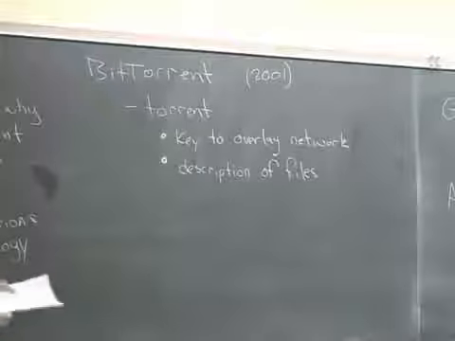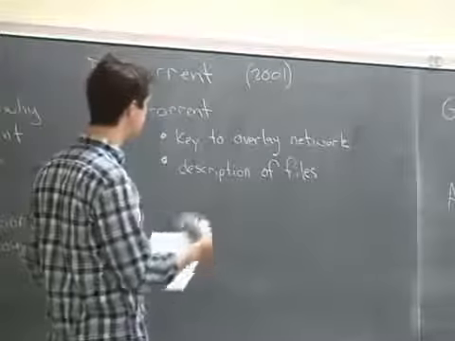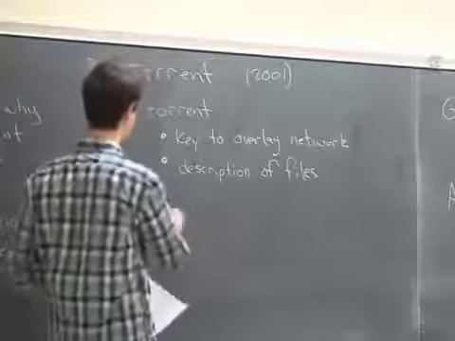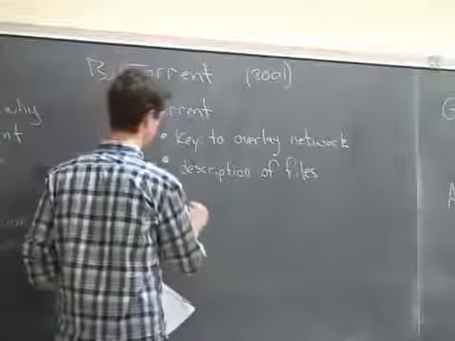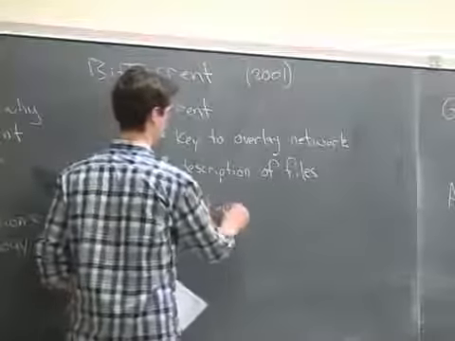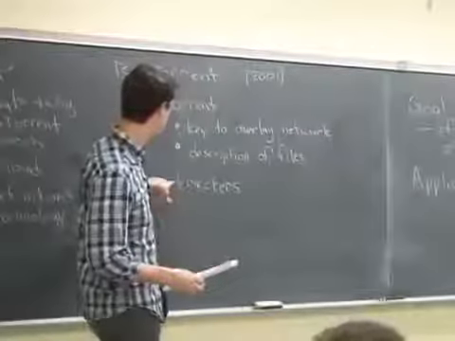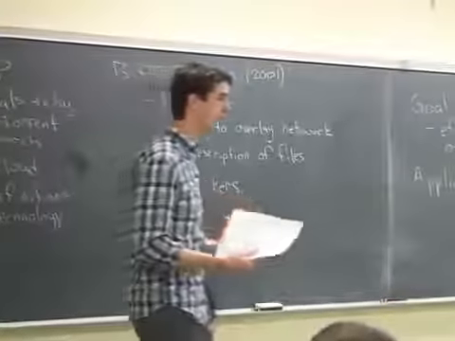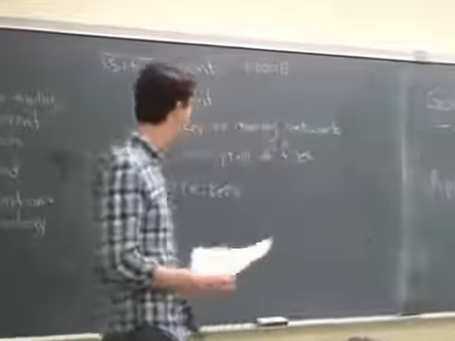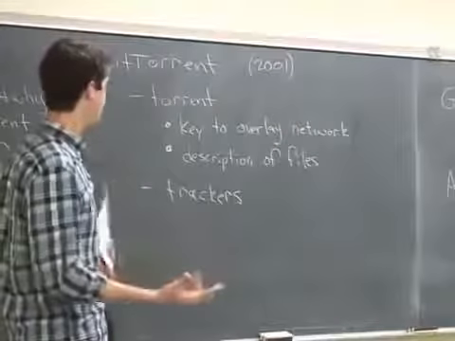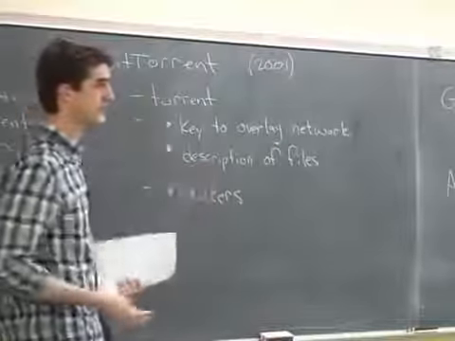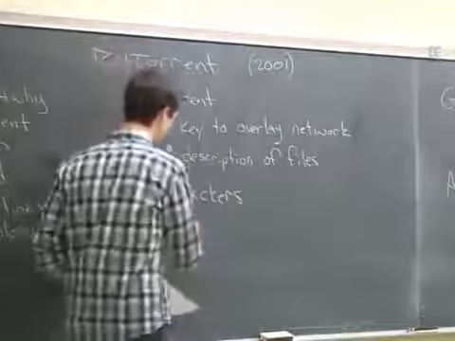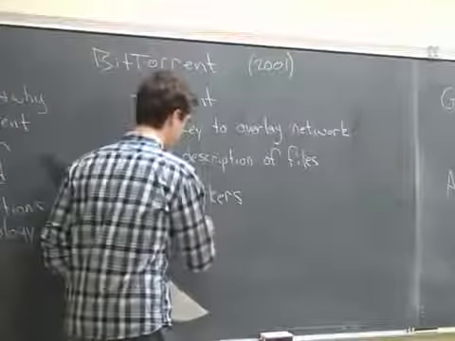All right, so this is what a torrent is, and then there are these things called trackers. A tracker is a centralized node that keeps track of all the peers in this overlay network that we've talked about, okay? So they keep track of the peers.